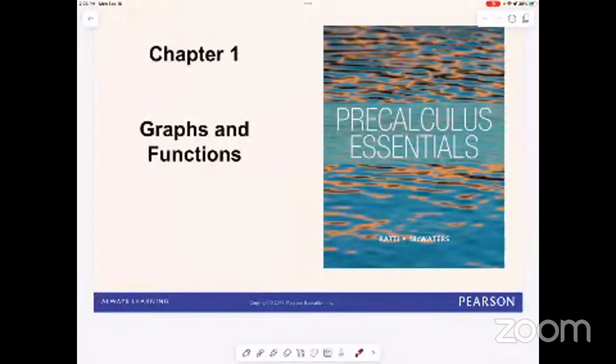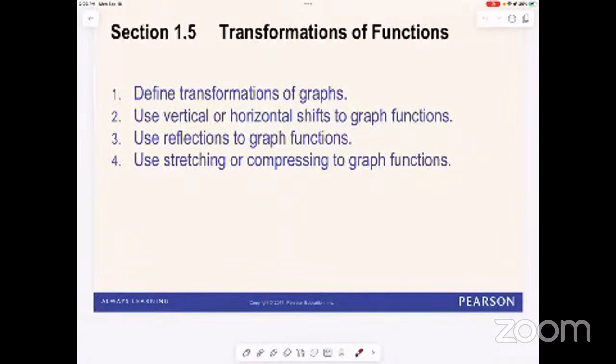Okay, gentlemen. Welcome. Today is Monday, the top of week 6, I think it is. So we're just going to be continuing with chapter 1, and today we're going to be working on section 1.5, transformations of functions. No real updates other than hopefully you all have found your full access to Pearson.